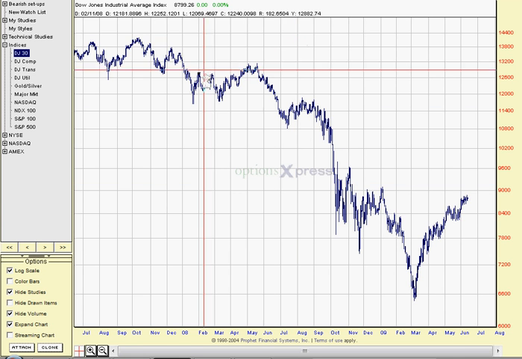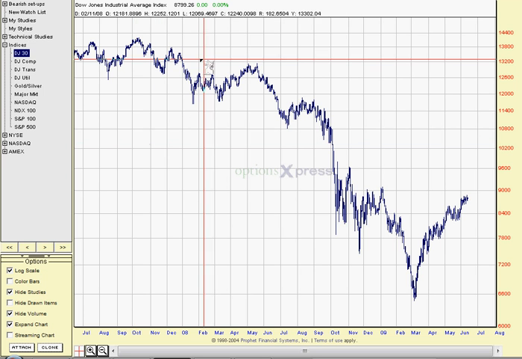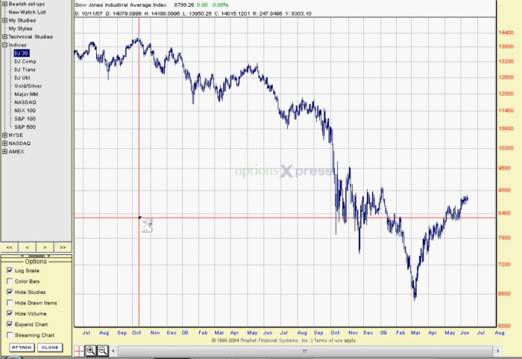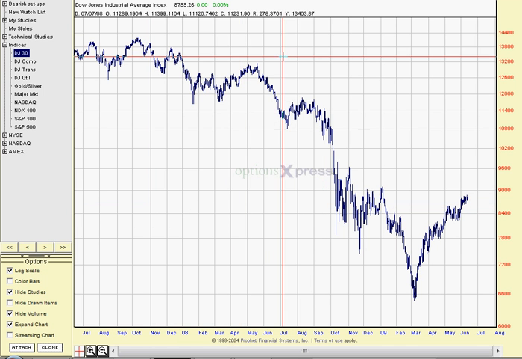Alright, I'm going to talk a little bit about how to use Fibonacci arcs and then also show on this chart of the Dow Jones how some of these arcs are intersecting and how to use that to gauge potentially important market turning points, at least on a time frame basis. And I'm going to use a Fibonacci arc here.